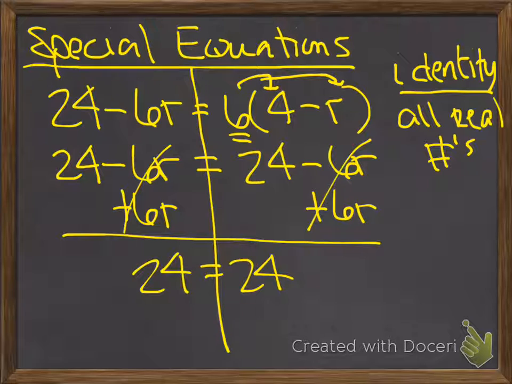Identities are going to appear when the variables go away, and you're left with a true statement. Or as you guys can see, somewhere along the way, your sides will look exactly the same. It's an identity. The solution is all real numbers. There's another special type of equation you'll have to deal with, and it would be something like this.